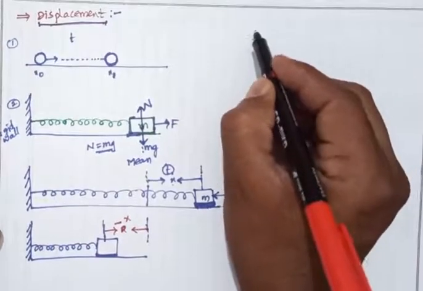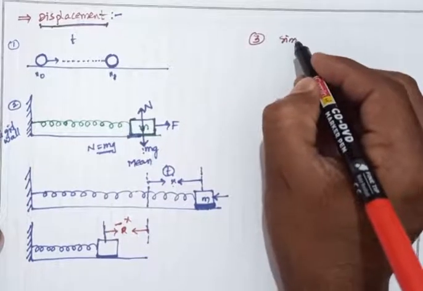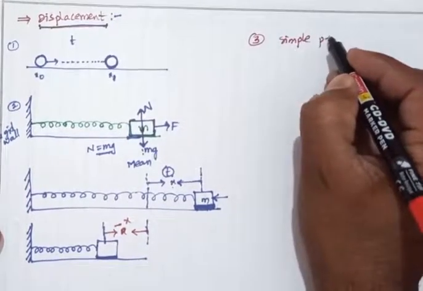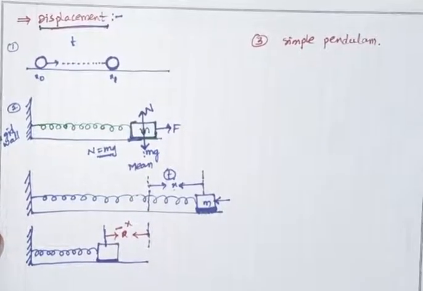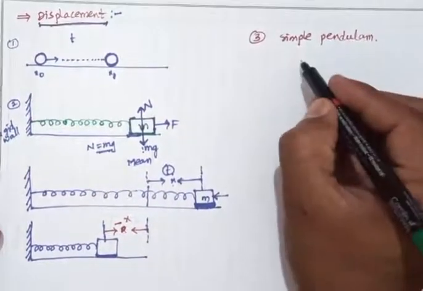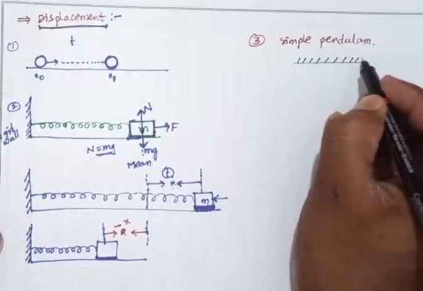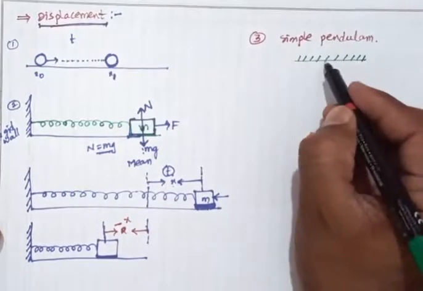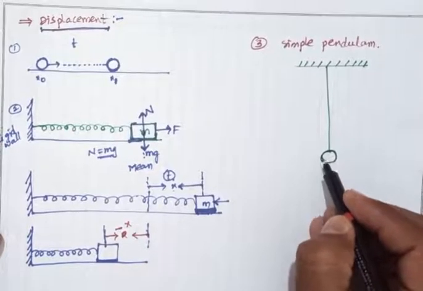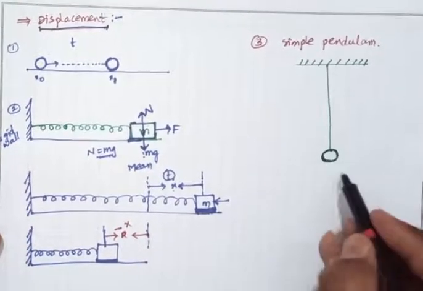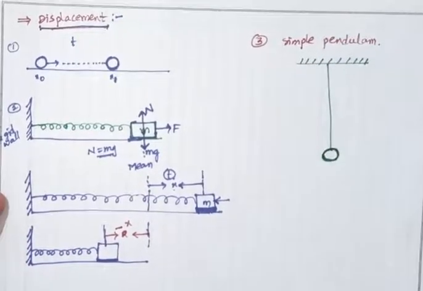Again, as a third example, we consider a simple pendulum. For example, for a simple pendulum, we can take a fixed support here. It is attached to a thread, and the other end is attached to a metal bob. So this is the vertical line.